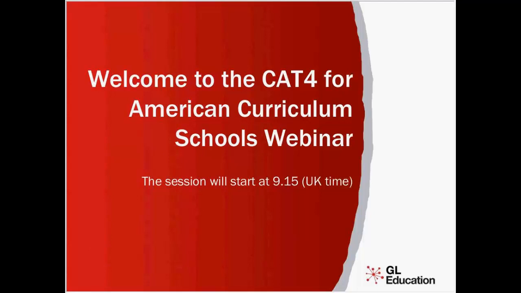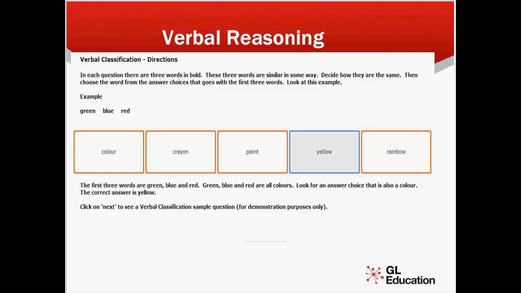Some examples here of a verbal reasoning question. Okay, the students are given 3 colors, green, blue, and red. Okay, and they have to select the most appropriate color from the remaining choices. So green, blue, and red, they are examples of colors in this particular case. They are examples of crayons. They are examples of paints. They could be colors of the rainbow, but actually they're colors in their own right. So the most appropriate answer would be yellow in this particular context.